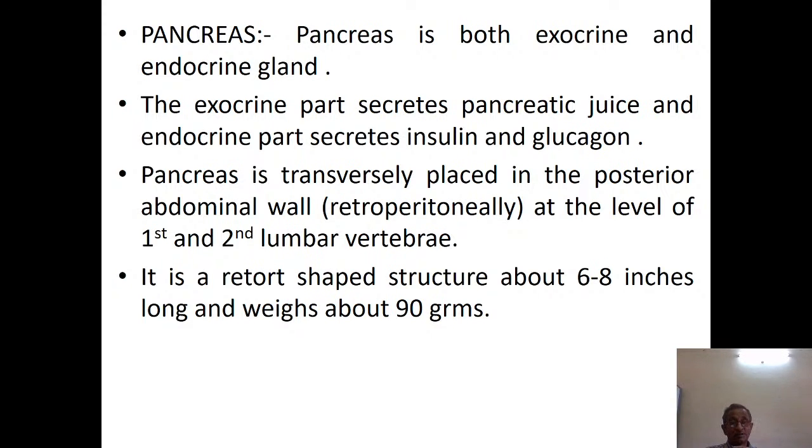So there is a space of Mall and a space of Disse. The space of Disse is present between the sinusoids and the hepatic lamina, and the space of Mall is present in the portal triad, wherein the space of Disse opens into the space of Mall, and from the space of Mall, the lymphatics of the liver start.